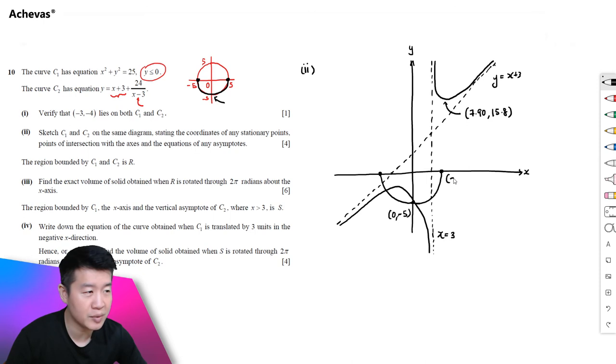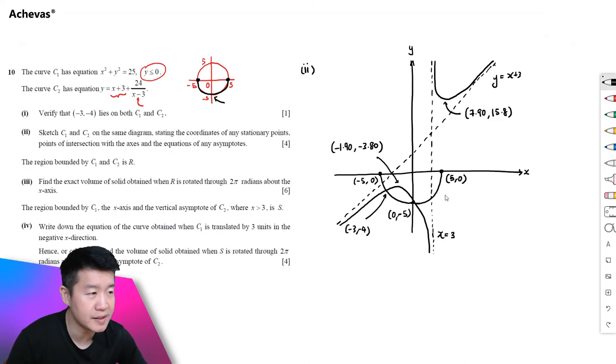Okay, this point here will be 5, 0. This point here will be minus 5, 0. And the point minus 3, minus 4 lies on both C1 and C2. And it should be this point, right? Minus 3, minus 4. The maximum possible point here, if I were to press my calculator, is minus 1.90 and minus 3.80.